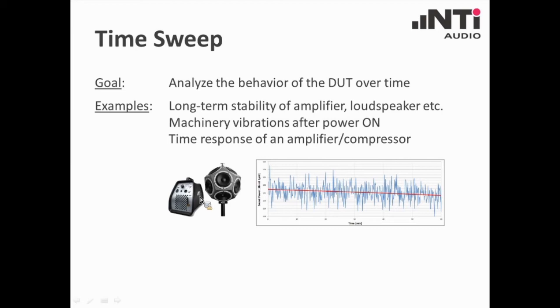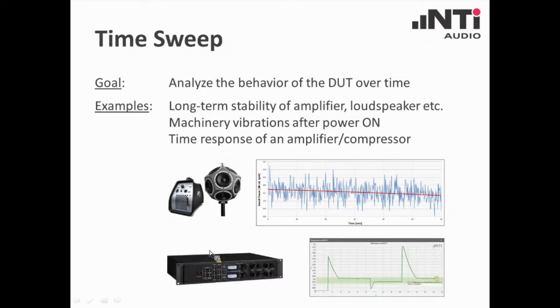Here we have an amplifier and an omnidirectional sound source. And here you see a recording of the output sound pressure level over time, over 1 hour. Due to the higher temperature in the two devices, the output power is reduced slightly over time, and this can be perfectly measured with a time sweep. Or a second example, here we have a compressor.